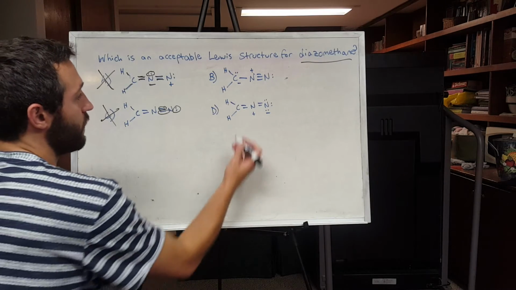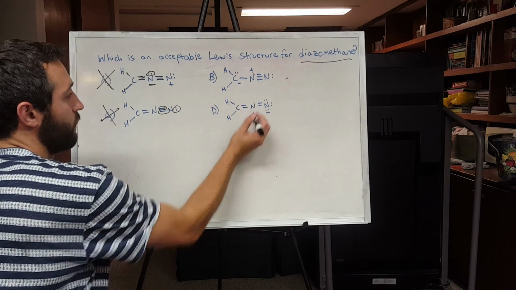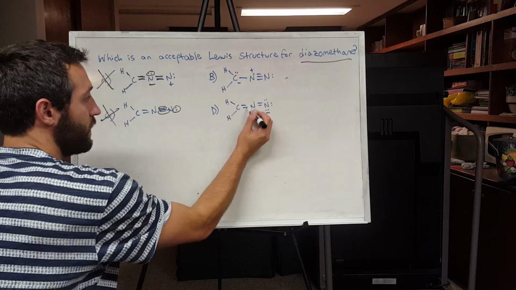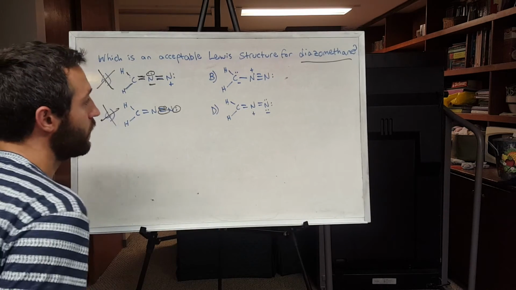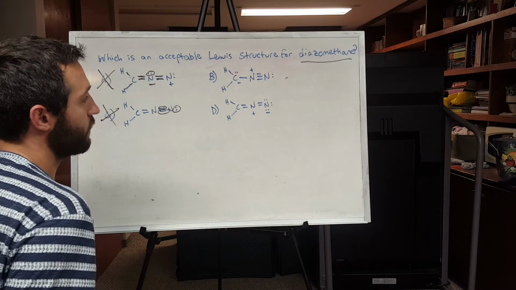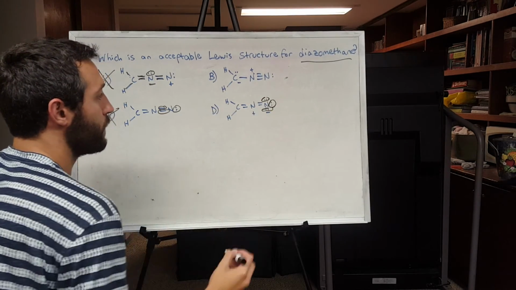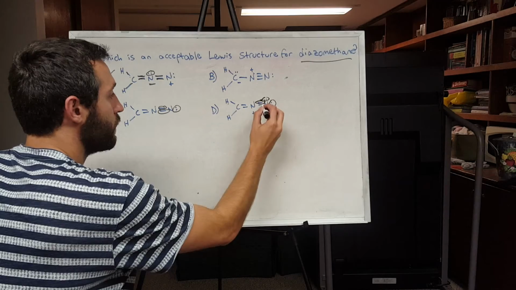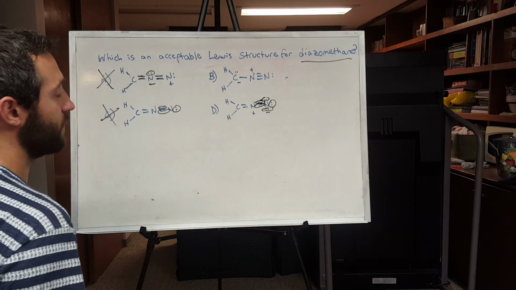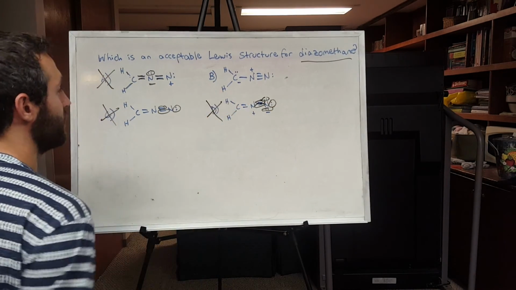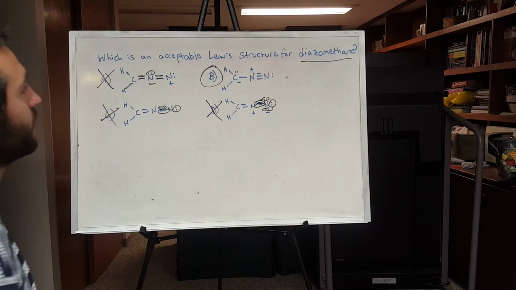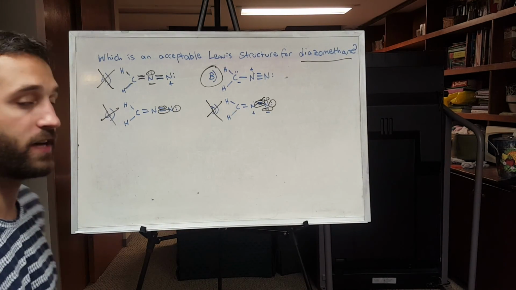Let's see, D here. For that C, 1, 2, 3, 4. For N here, we got 1, 2, 3, 4. For this N over here, we got 3 lone pairs and 2 lines, so that's 5. That is not 4. So B is the only acceptable Lewis structure for diazomethane.